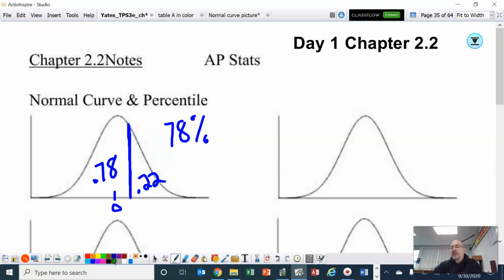The 50th percentile, you already know. That one's automatic, ladies and gentlemen. With the 50th percentile, you would be right smack dab in the middle. That's where the 0 is, remember. So 0.50 to the left, 0.50 to the right.